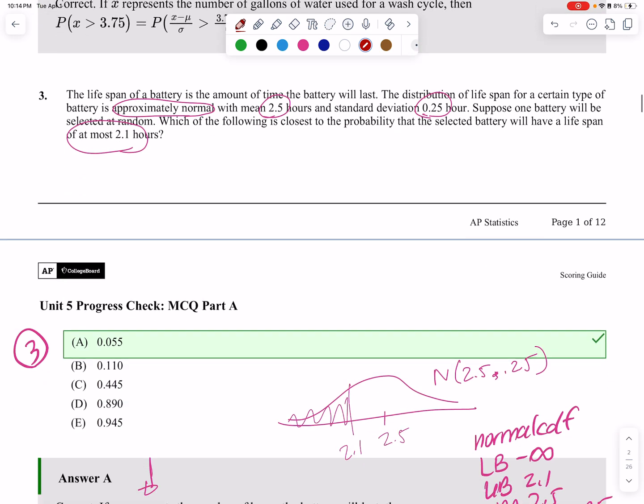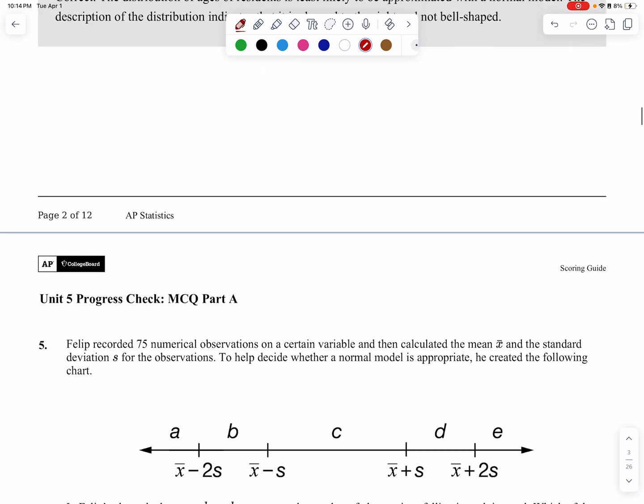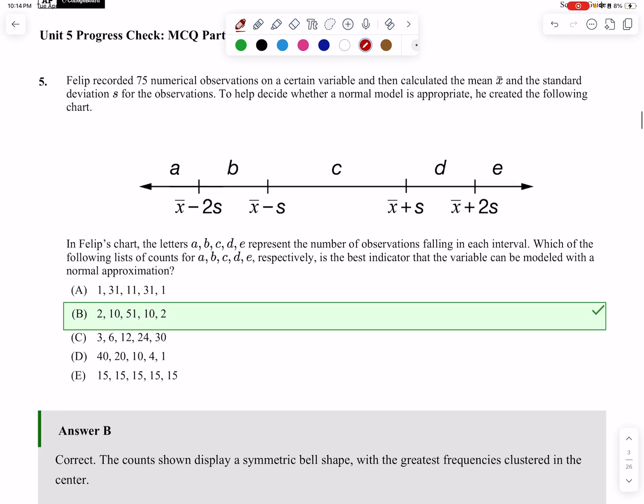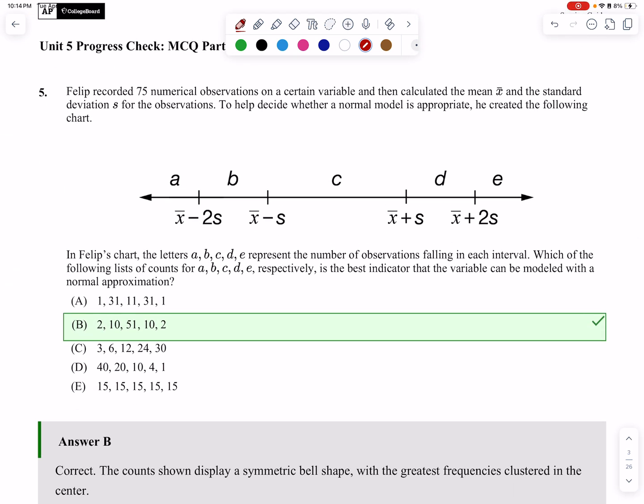All right, let's look at number 5. Okay, so for this one here, we want to see if it's a normal model. And so it made this here. It says we have the chart. We have A, B, C, D, E, number of observations falling in each interval. Which of the following list counts for A, B, C, D, E respectively is best indicator that the variable can be modeled with a normal approximation.